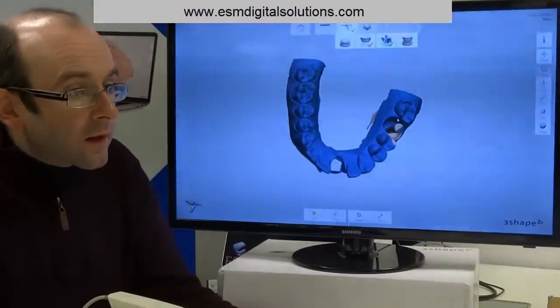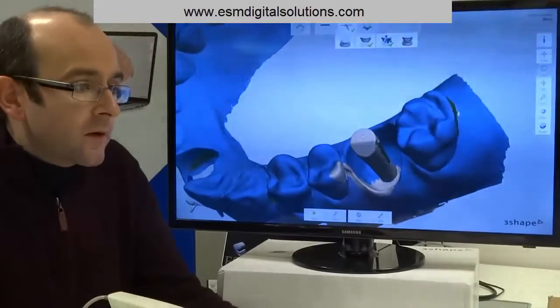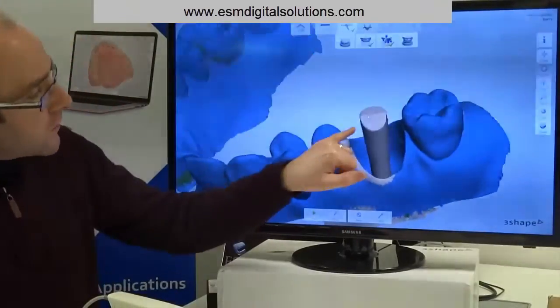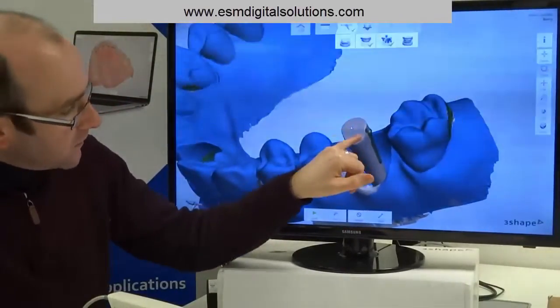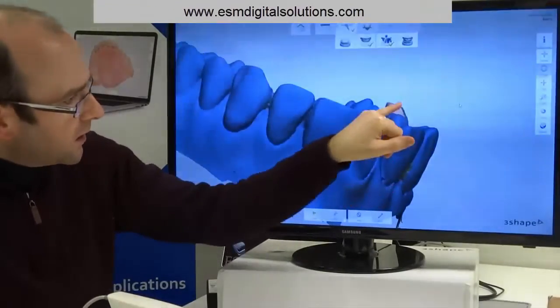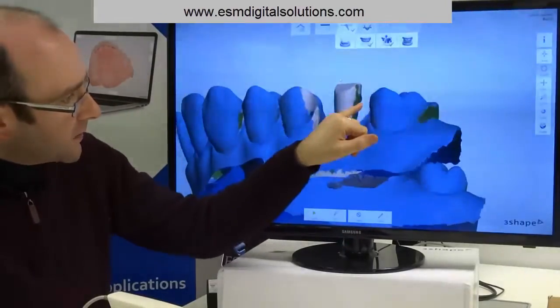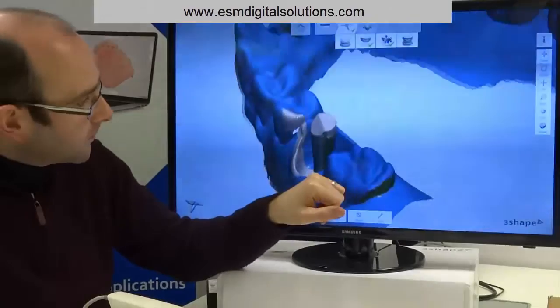So I'll turn the colour off this scan for the moment, just so we can evaluate what we've captured. You can see we've captured the top surface of the scan flag, this chamfered surface that I referred to, which you can see there. We are missing some detail on the side of the scan flag there and there.